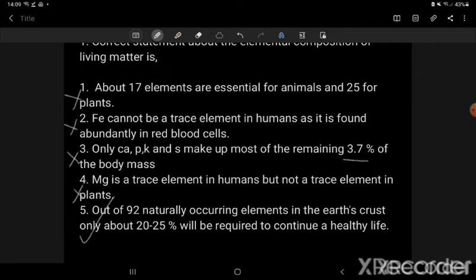We'll see that. Out of 92 naturally occurring elements in the Earth's crust, only about 20 to 25% will be required to continue a healthy life, right? Though we have 92 naturally occurring elements, only 20 to 25% will be required to continue a healthy life and also reproduction. So the answer is the fifth one.